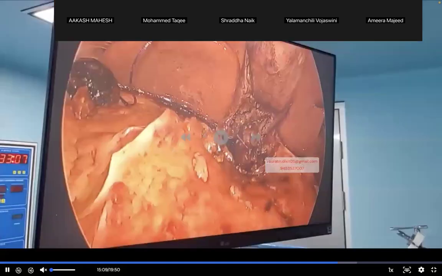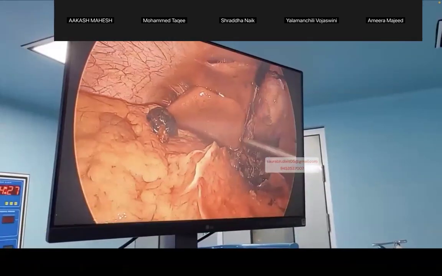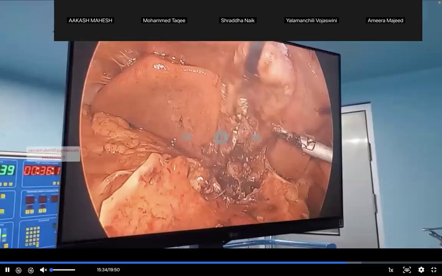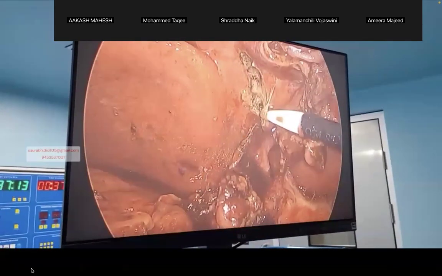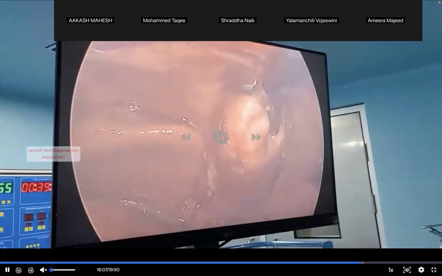The stump has been closed. And simply I've taken one more bite here. So you can see the surgery is complete. Now I'm removing the gallbladder, and the surgery is done.